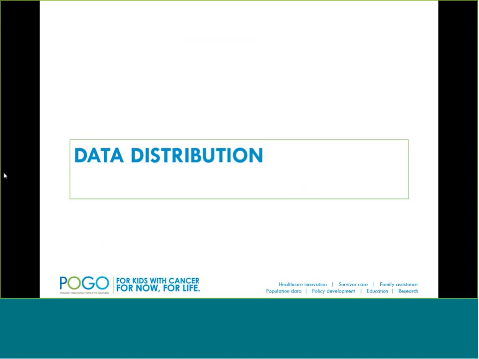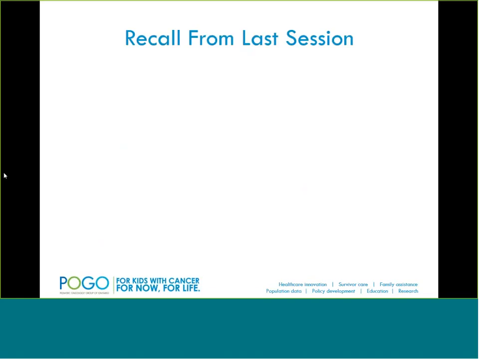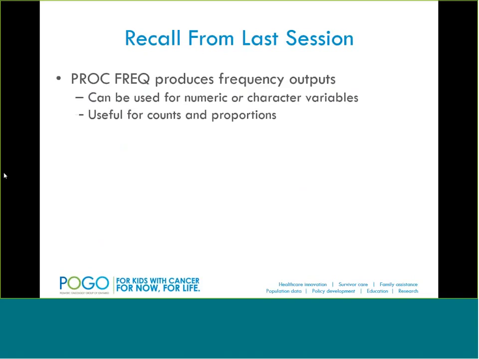So once I've subsetted my data, I want to look at how it is distributed. We can recall from last session that proc freq produces frequency outputs. You can use proc freq on either numeric or character variables, and it's very useful for counting frequencies and proportions of a variable. However, if you use proc freq on a numeric variable, it treats it as a nominal variable where each number is a quote-unquote group. So depending on decimal places, 9.9 will read differently than 9.90, even though they're the same numeric value.